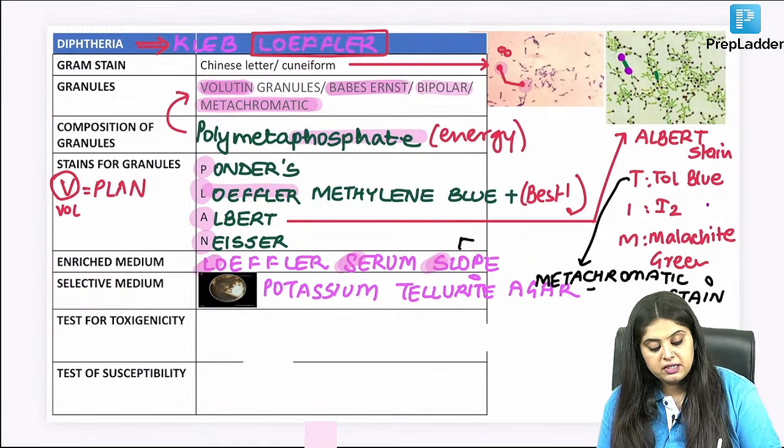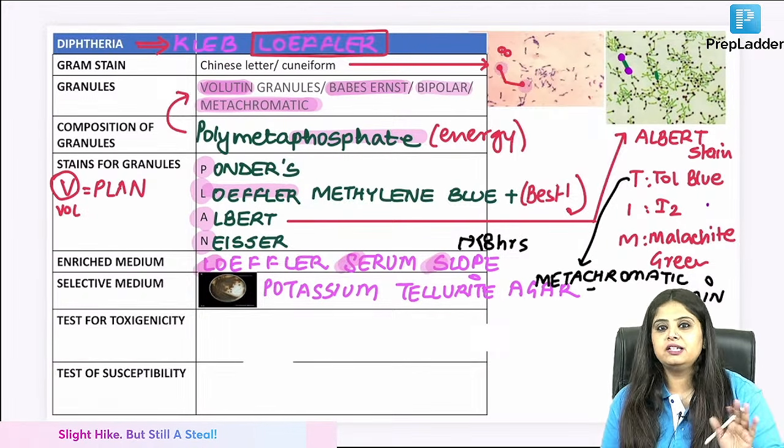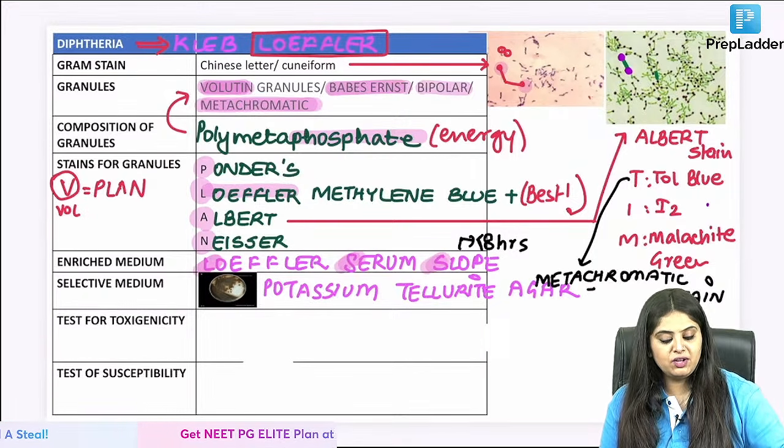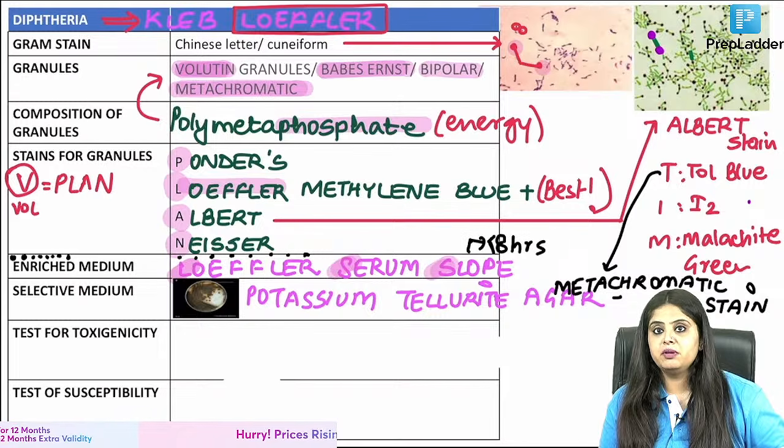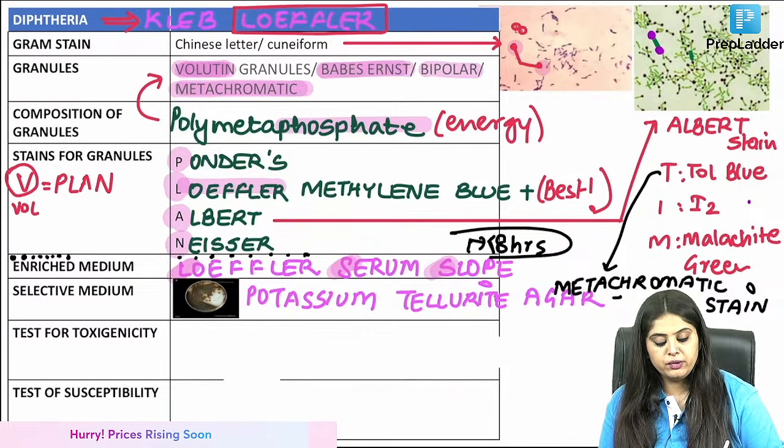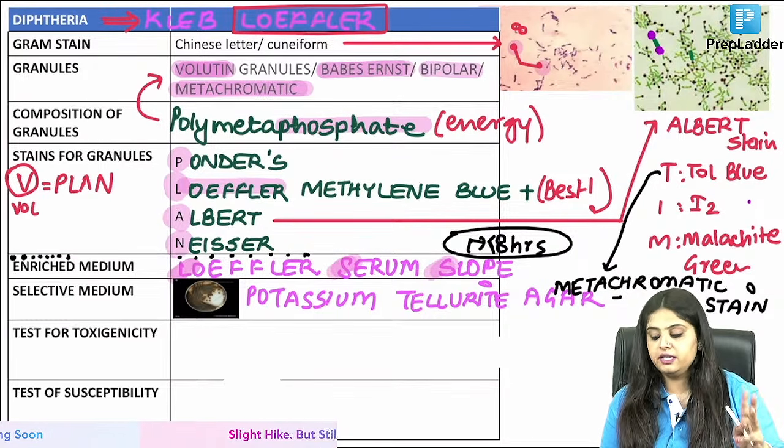In how much time does bacteria grow in it? Within 8 hours. 6 to 8 hours is what will be written. And I think we all remember this mnemonic, which is my favorite thing: ma'am, where nothing comes to mind, you start counting alphabets. Loeffler has 8 alphabets, enriched also has 8 alphabets, so 8 hours it is going to take. Enriched 8, Loeffler 8, 8 hours.